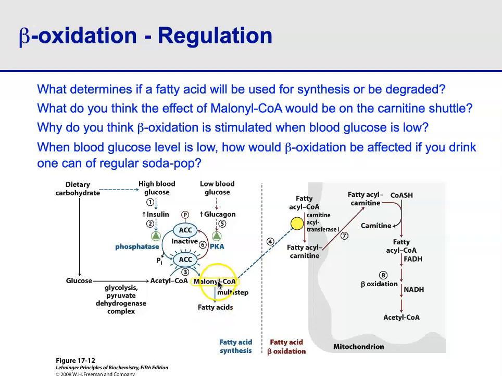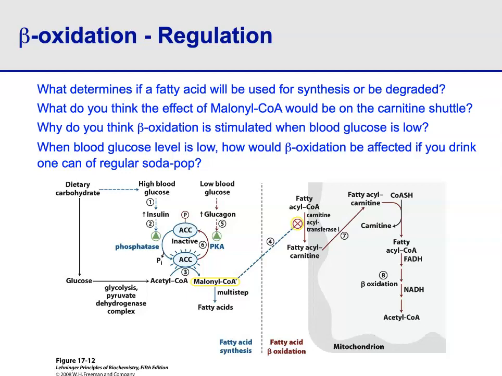Now, what do you think malonyl-CoA would do to the carnitine shuttle? Stimulate it or inhibit it? Do you want to degrade fatty acids to generate more acetyl-CoA, or you don't? Well, if you have plenty of acetyl-CoA, so much that you're even storing that acetyl-CoA as fatty acids, then it will not make any sense to break down fatty acids so that you will generate acetyl-CoA for energy. So the effect of malonyl-CoA would be to inhibit the carnitine shuttle.